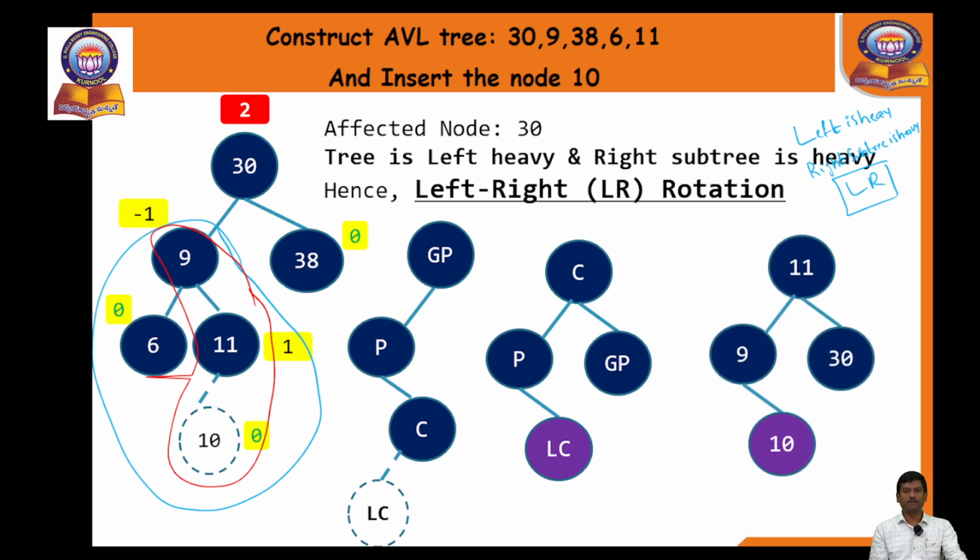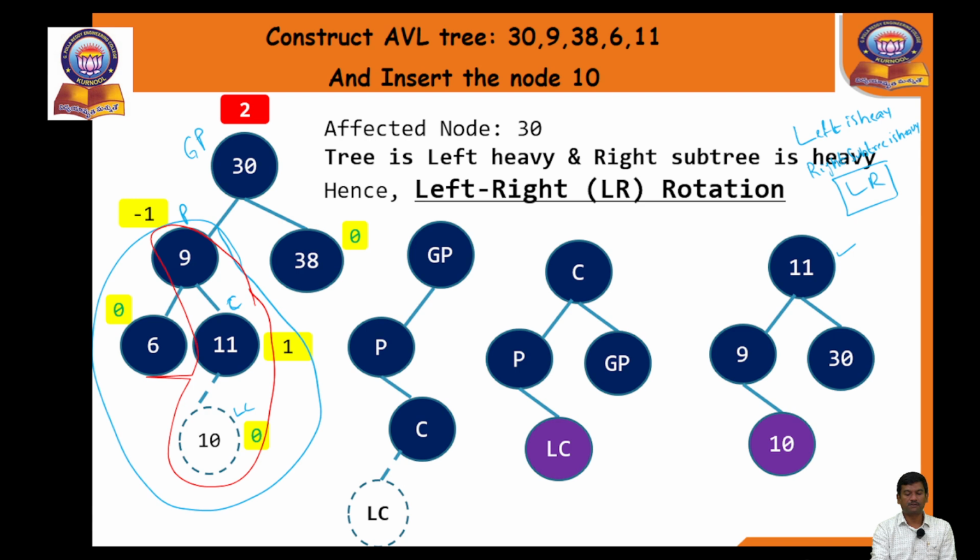So based upon this, what becomes the root node after rotation? That is C. What does this C indicate? According to this example, this is the GP, this is P, that is node 9, and here C becomes node 11 and LC becomes node 10. So as I've explained, C becomes the root node. So 11 is placed.